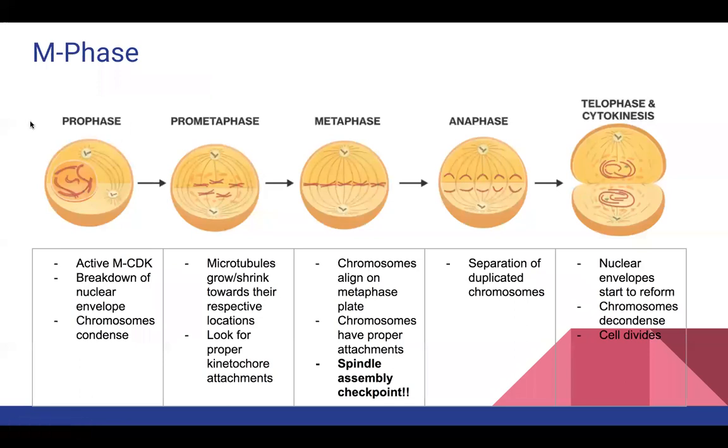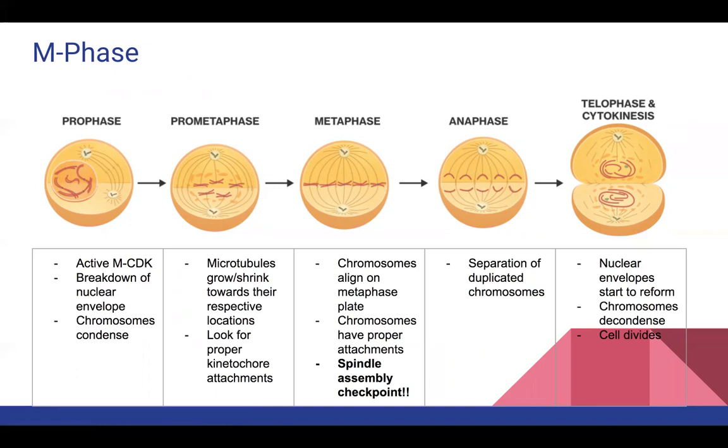So there's a couple steps in M phase. This is just a breakdown, little overview of all of the phases that we have. So we've got prophase, and that's going to be that active MCDK that allows it to go into prophase from the G2. You're going to have a breakdown of the nuclear envelope and the chromosomes are going to condense. We'll go into detail with all of these.